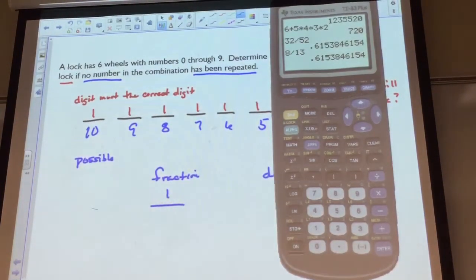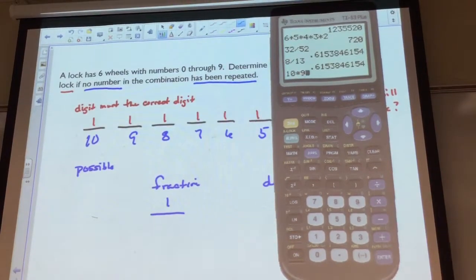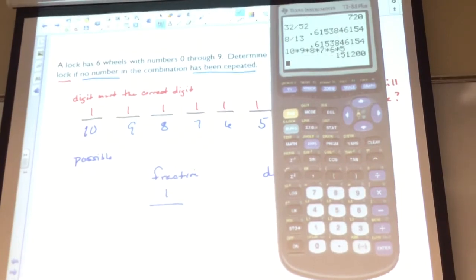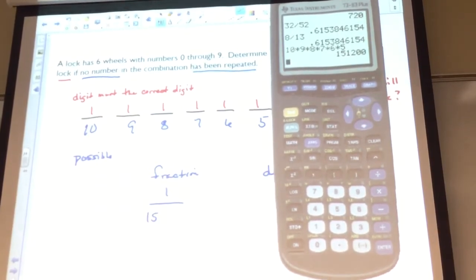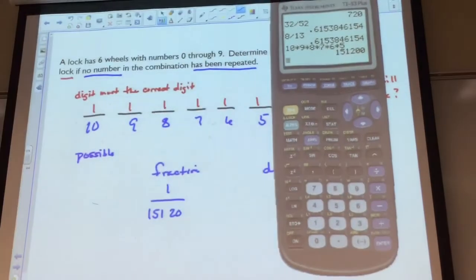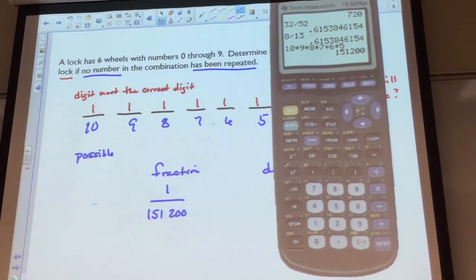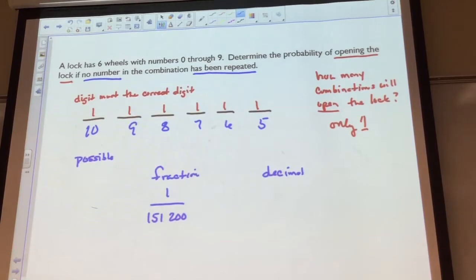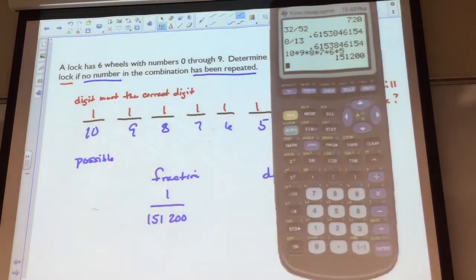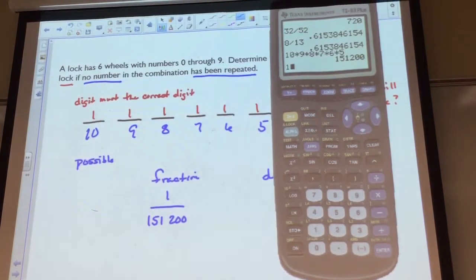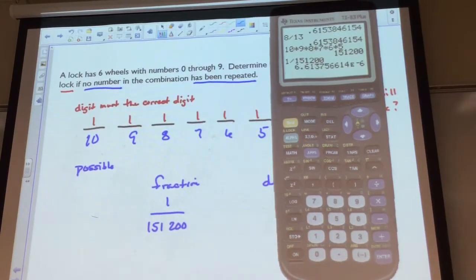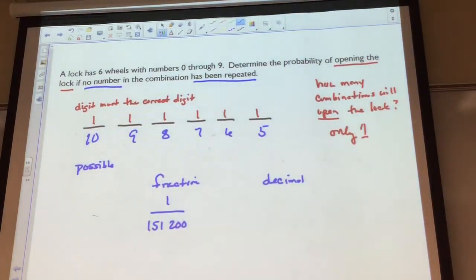So if they want a fraction, then we need 10 times 9 times 8 times 7 times 6 times 5. So we have 151,200 possible combinations, but only one of them is correct. And that doesn't reduce. Now, if we actually do that division problem, this was one of the problems our calculator gave us.